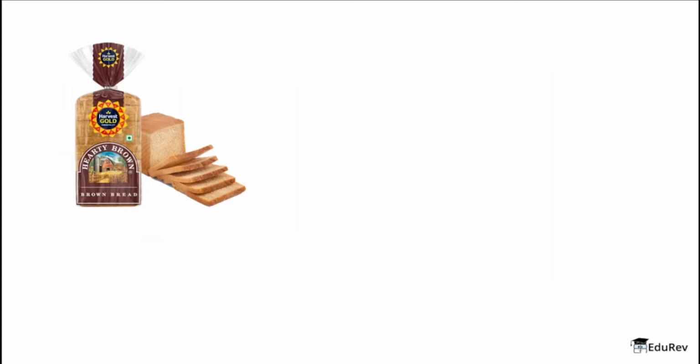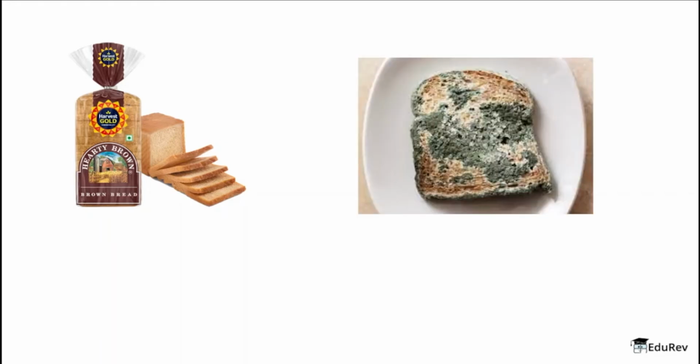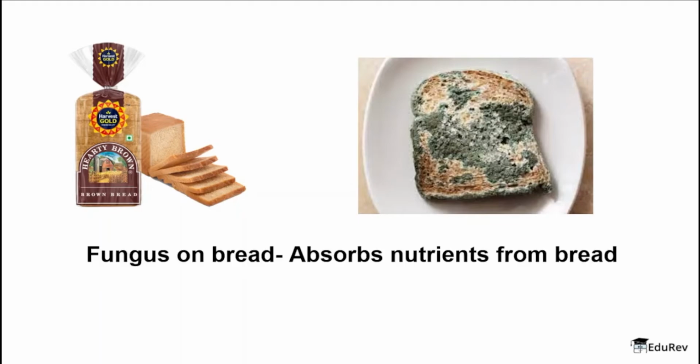Moving on, we all have eaten breads. Mostly on the same day we get it from the bakery because breads do not have a long shelf life, and if we keep it for long, it looks something like this. This growth that you see on the bread piece is called a fungal growth, and fungus is another organism which does not have any chlorophyll and it depends on other organisms for its survival. In this case, it depends upon the bread piece and absorbs all the nutrients from the bread piece, making the piece look something like this.